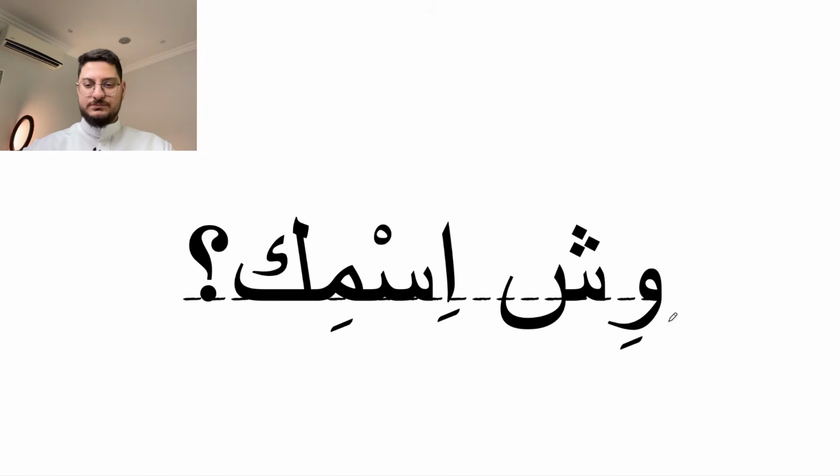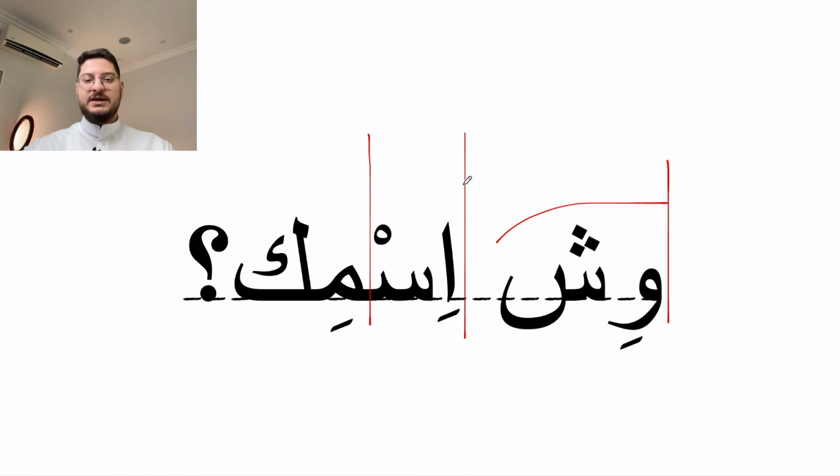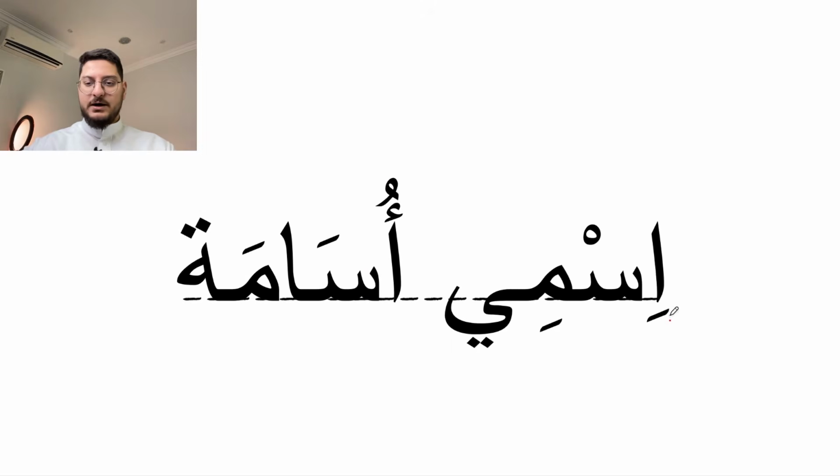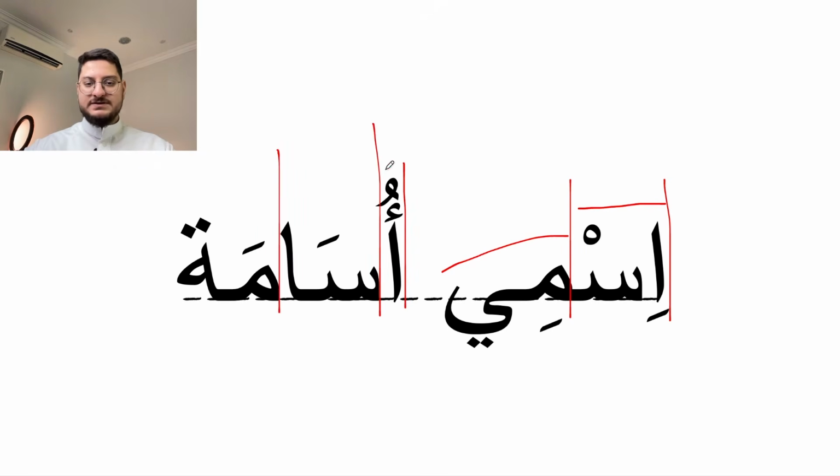Let's look at this one. So we have the first word being one syllable, which is wish, wish meaning what, and then اسمك, your name. Wish, اسمك, what's your name? This one, we have two syllables for the first word. Ismi, ismi, my name is. And then let's look at the second word. We have three syllables here. The first syllable is u, so Hamza with dhamma, u, and then sa, and then ma, which is my name. Osamah, so ismi, Osamah, my name is Osamah.